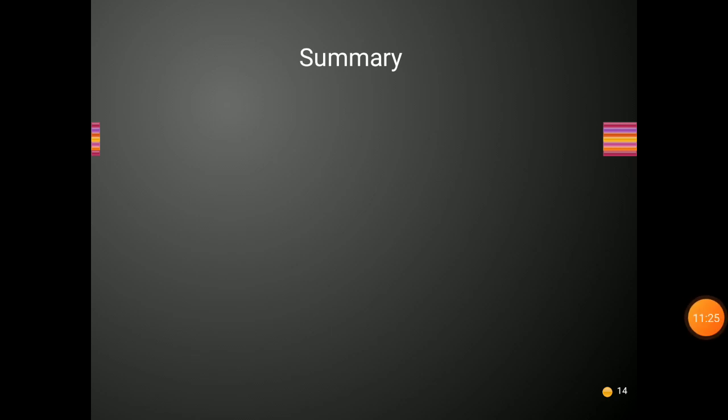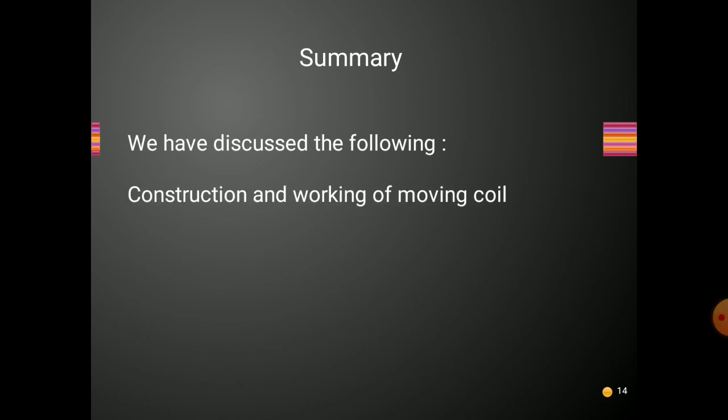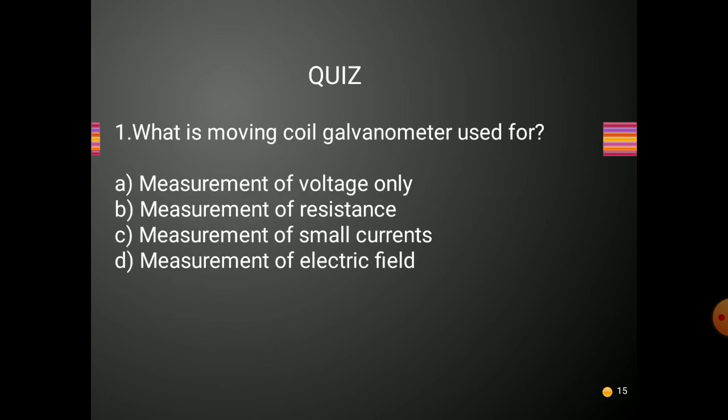So what we discussed in today's class, let us summarize. We have discussed the construction and working of the moving coil galvanometer. Let us see how much we have learned using some questions. What is a moving coil galvanometer used for? Is it used for measurement of voltage only, measurement of resistance, measurement of small currents, or measurement of electric field? Obviously it is used to measure small currents.